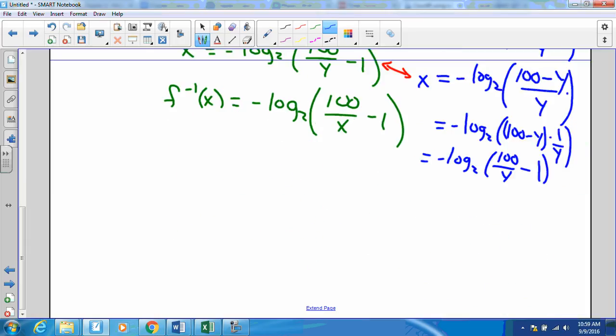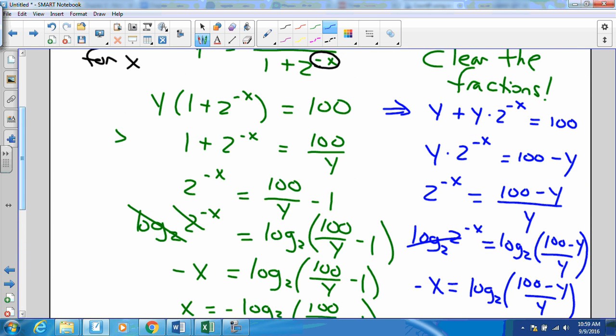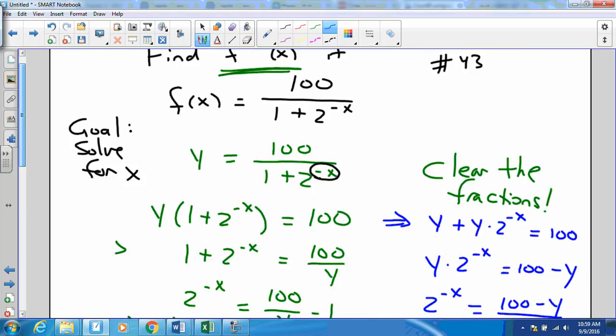And then, of course, in the blue version, we would represent f inverse of x as negative log base 2 of 100 over x minus 1. This problem is an example of a detailed algebraic problem. And in order to do it and do it correctly, we had to patiently walk through the process of applying inverse operations to both sides. Look at how I did inverse operations every single time.